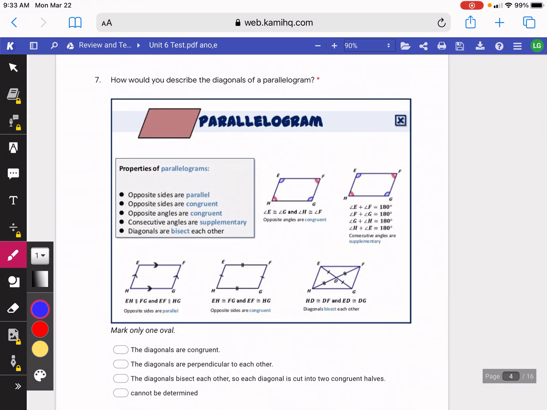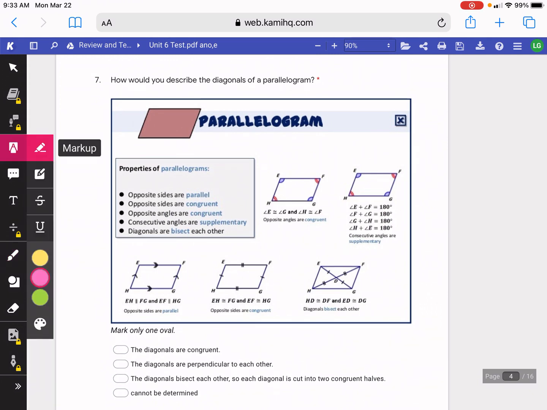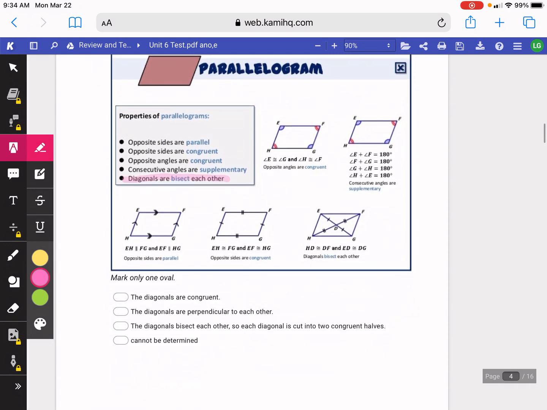This next question wanted to know that you understood the diagonals of a parallelogram. So if you look at our properties, it says the diagonals bisect each other. Bisecting means they're going to cut each other into two congruent halves. So that would be the answer, the third answer choice there.